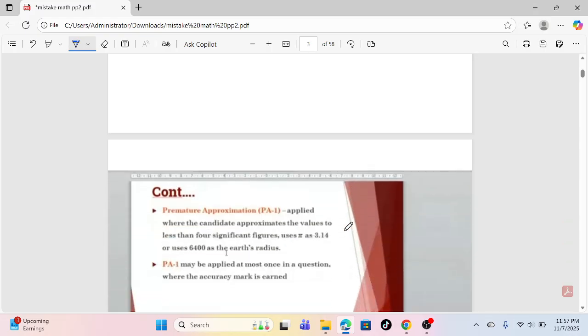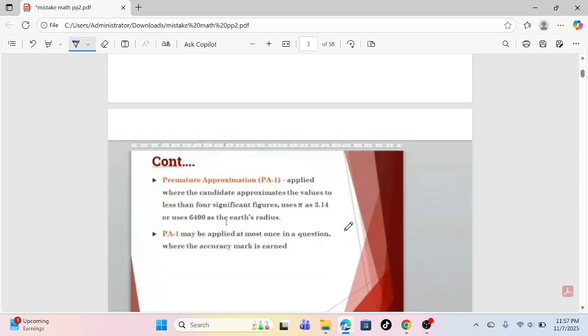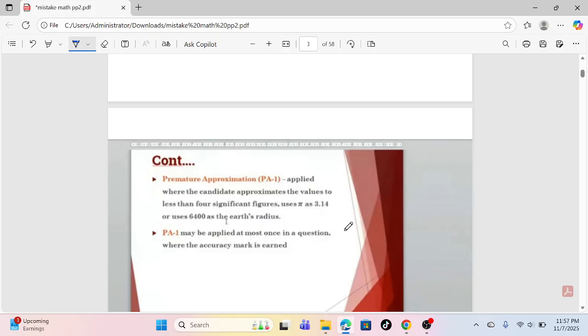I think here you have understood. The next is premature approximation. This we talked about in paper 1 when we were tackling mistakes for paper 1. Premature approximation is applied when the candidate approximates a value to less than 4 significant figures. Such as using 3.14 or using 6,400 as the earth's radius. So premature approximation costs you 1 mark.